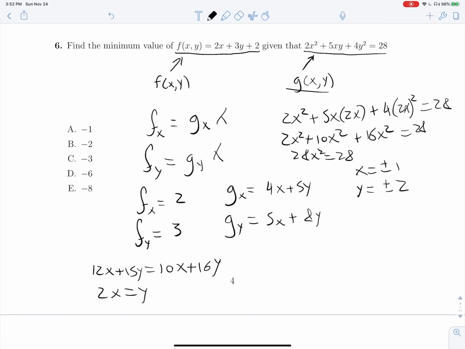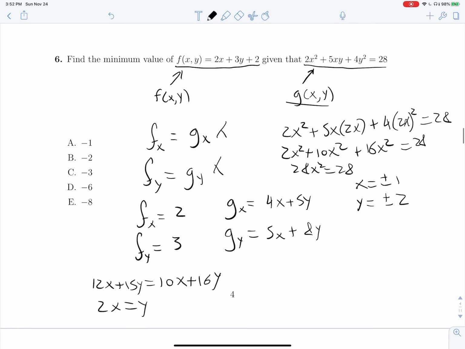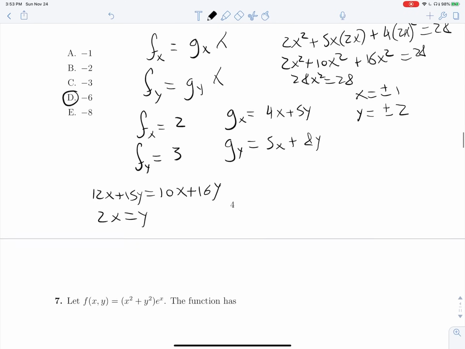And then if we look up here at our function, we see that in order to minimize it, we'd like to have a negative y and a negative x. So, I'll be a little more clear: 2 times negative 1 plus 3 times negative 2 plus 2, well, that's going to be negative 8 plus 2, or negative 6. And we're done.